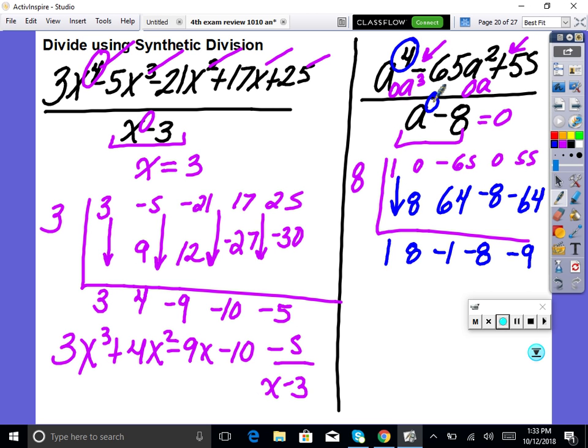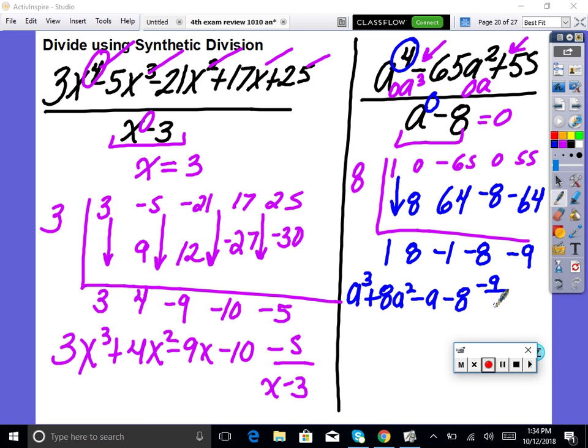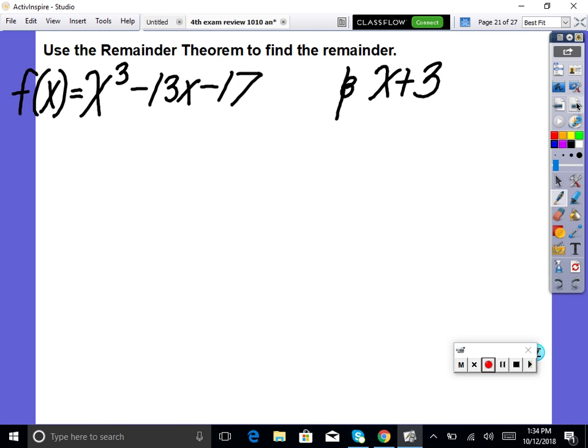So degree 4 divided by degree 1 is degree 3, so this is 1a cubed plus 8a squared minus a. What did I miss? Oh, it was 4. Oh yeah, 4 divided by 1 is 3. Do I have something extra here? 3, 2, 1 constant. Oh no, I don't know why I'm freaking out. And then minus 8, and then minus 9 when we divide it by a minus 8. Alright, pretty easy stuff if you know what you're doing.